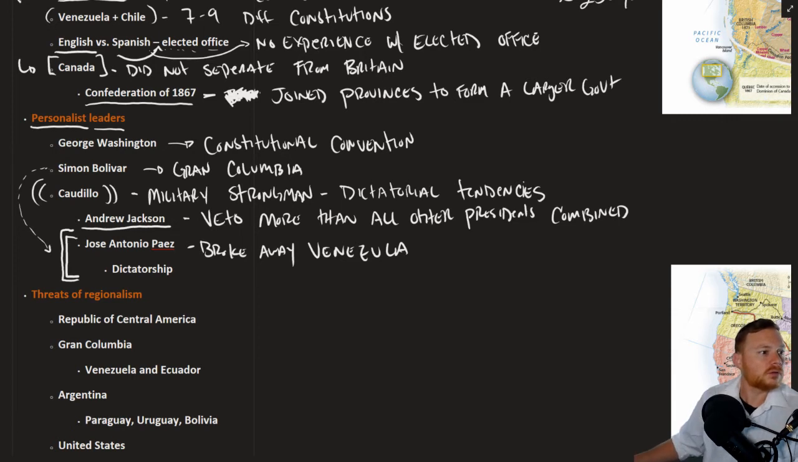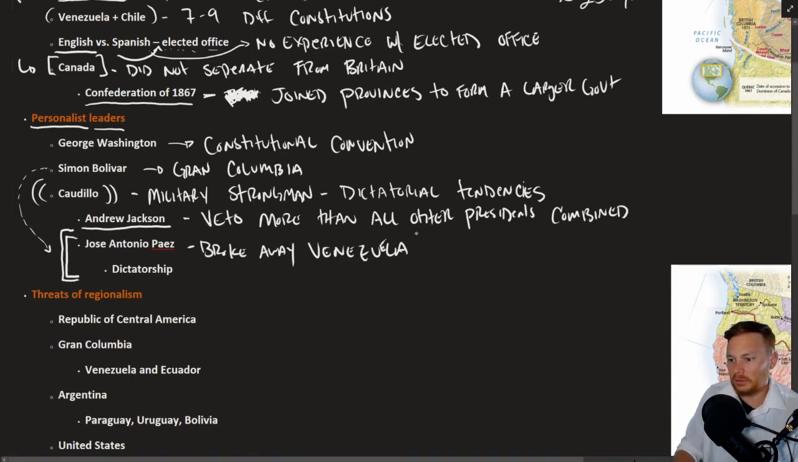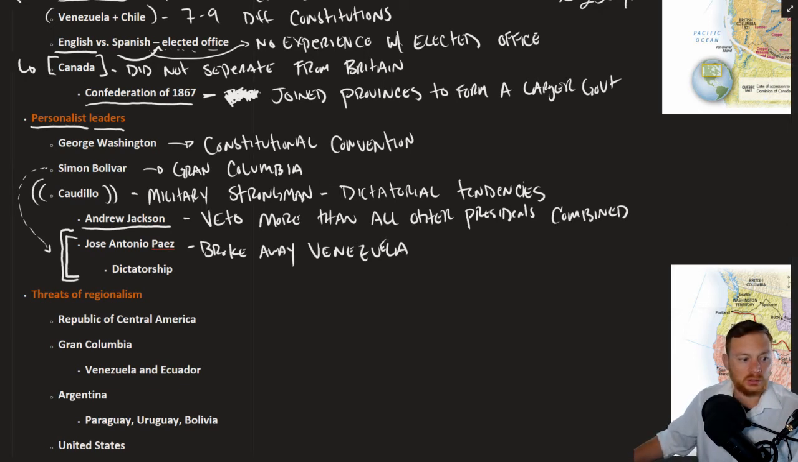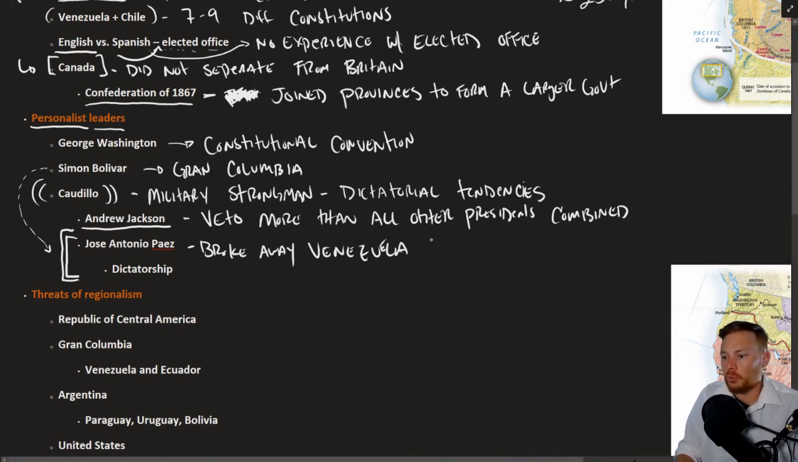Venezuela. Venezuela, right? So I was just missing one little E there. So Jose Antonio Paez fought alongside Bolivar, eventually broke Venezuela away from Gran Colombia, and for the most part ruled Venezuela as a dictator for a lot of its early history.